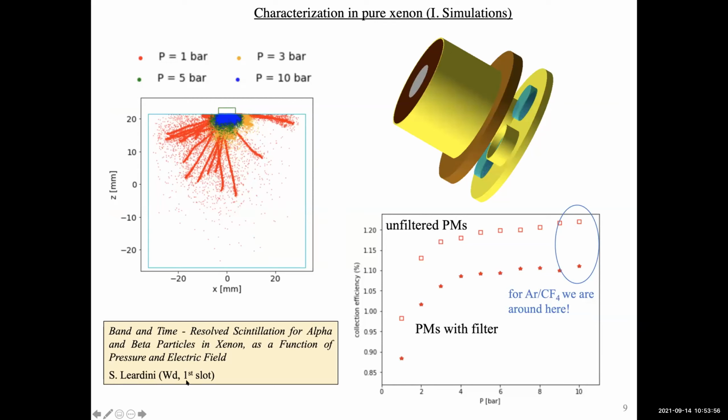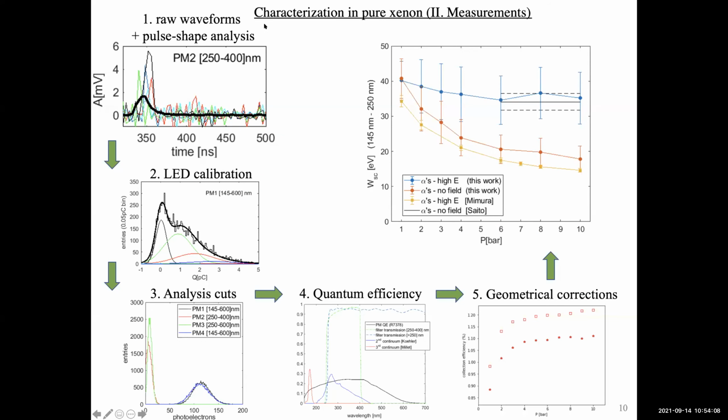And so in particular, you can follow the talk of Sarah Leardini on this issue. So we have about 1% collection efficiency with 4 PMTs. This makes for 4 to 5% collection efficiency. Well, it's a more or less standard analysis. So we take the waveforms with a digitizer, we do calibration with an LED, some soft analysis cuts, the quantum efficiency using the different elements, filters, and spectral response for the various emissions, geometrical corrections, and then we can get to these W values. For xenon, you can see here a comparison of the high field W value.